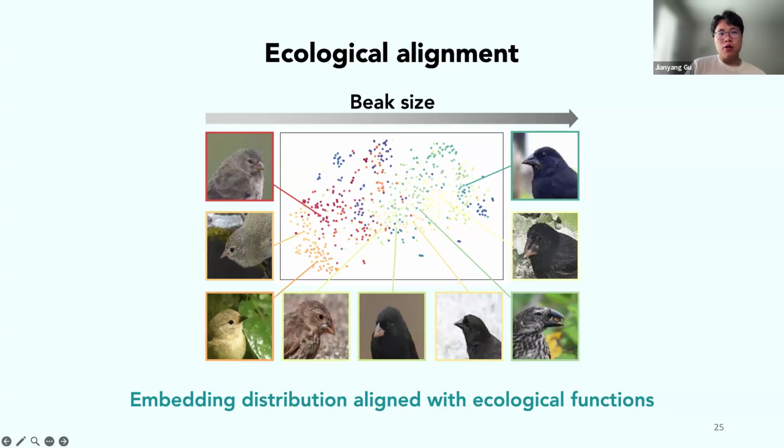And then more interestingly, we can see that from left to right, the beak size gradually increases. Of course, there are some other features like color or the thickness or other attributes of the beaks, but generally the size is gradually increasing. So this information has never been seen during training, and BioClip 2 automatically accomplishes this space organization thanks to the large training scale. And we show that this embedding distribution can be aligned with ecological functions.